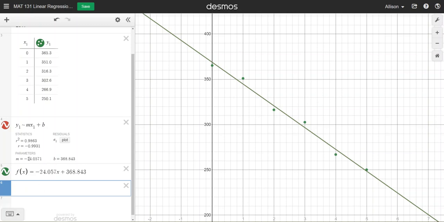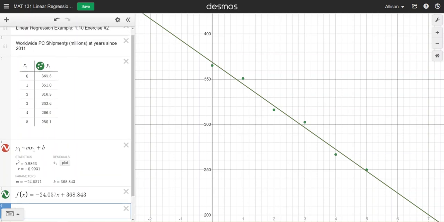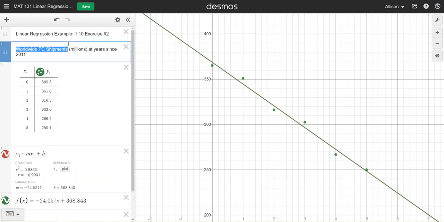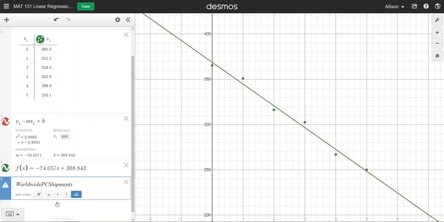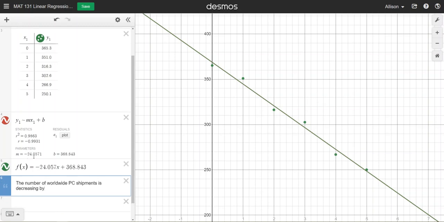All right. So I need my units for y. So y is worldwide PC shipments. Sorry, I put that in a note. Otherwise, it is not going to look pretty. Note, there we go. So I'm going to put some words in front of this, but the number of worldwide PC shipments, and then what's it doing is, okay, negative. So is decreasing by how much? Okay, so now I put my value in here, 24.057.